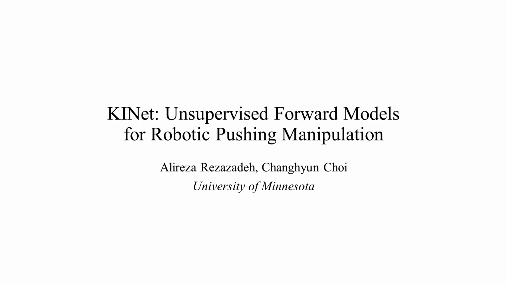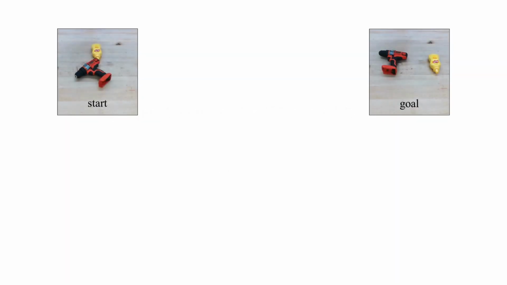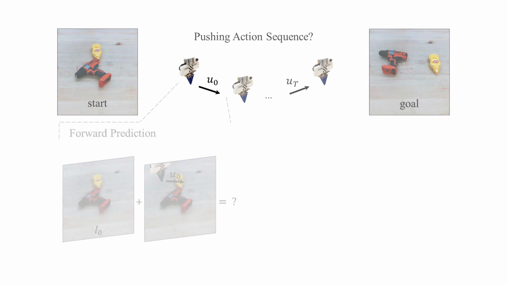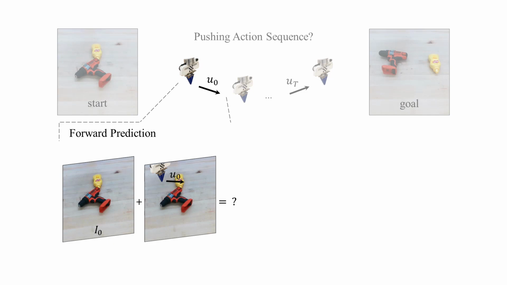In this paper, we present an approach to learning unsupervised forward models for robotic pushing manipulation. How can we come up with a sequence of pushing actions to achieve a goal configuration using visual observations? In model-based planning, we can find the action sequence by performing forward prediction.